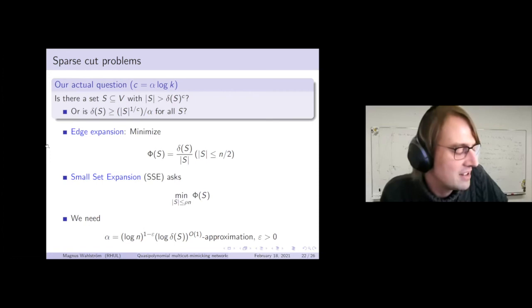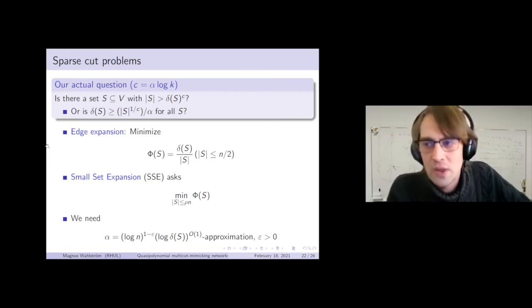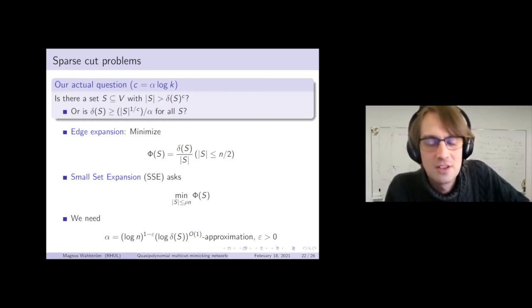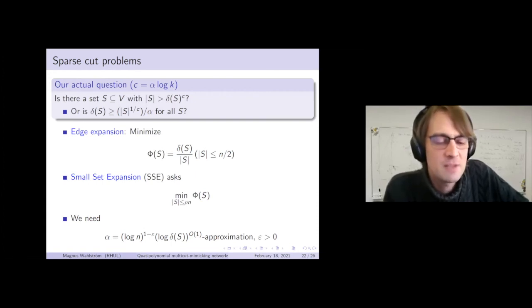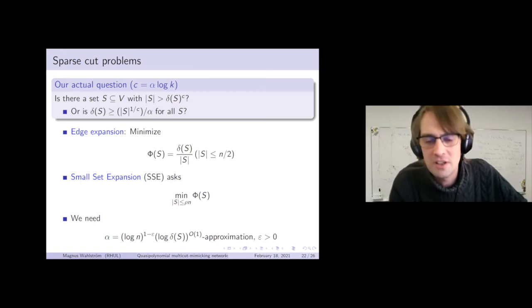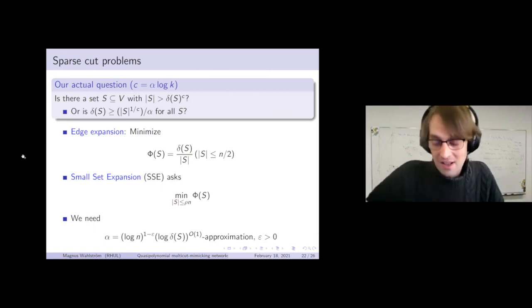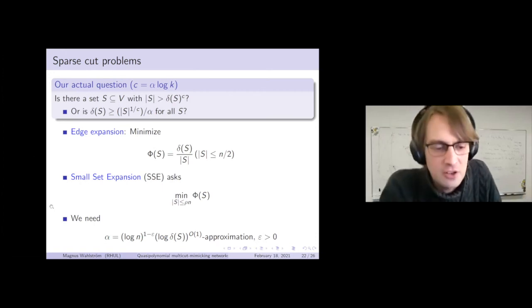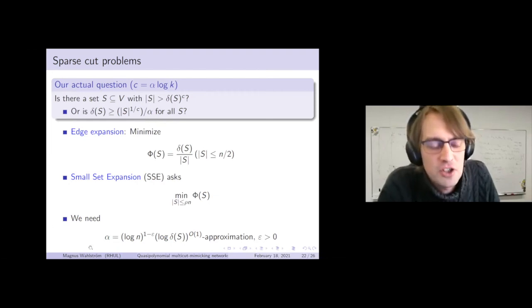This problem has seen a lot of interest in approximation. It's connected to the unique games conjecture. There's a hypothesis saying that small set expansion might be hard to approximate to constant factors, and that would imply the unique games conjecture. And we want some approximation algorithm with a factor better than log n.